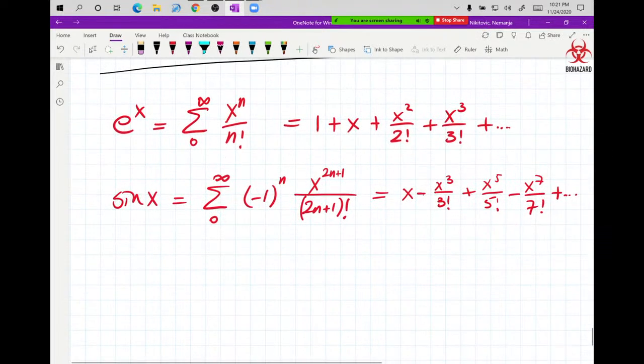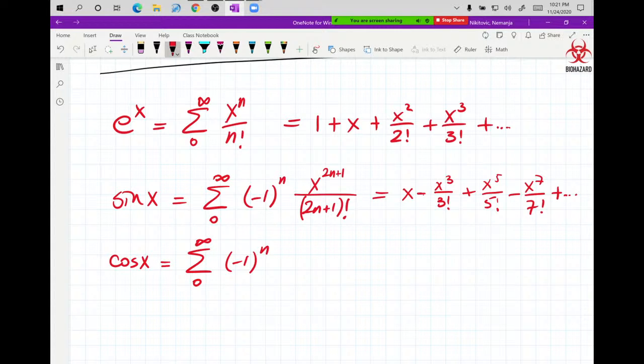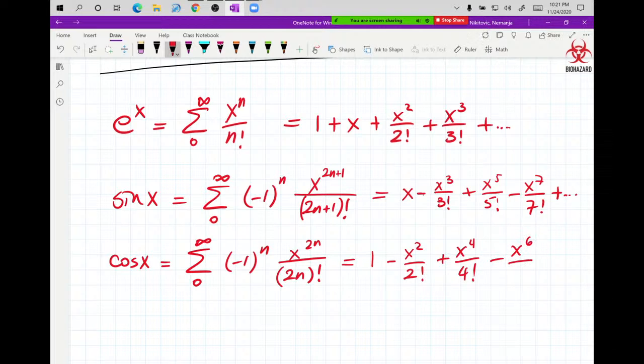Now, a cosine one is the summation from 0 to infinity, negative 1 to the n, right? And then now you have x to the 2n over 2n factorial, and that's going to be 1 minus x squared over 2 factorial plus x to the 4 over 4 factorial minus x to the 6 over 6 factorial plus dot dot dot going forever.